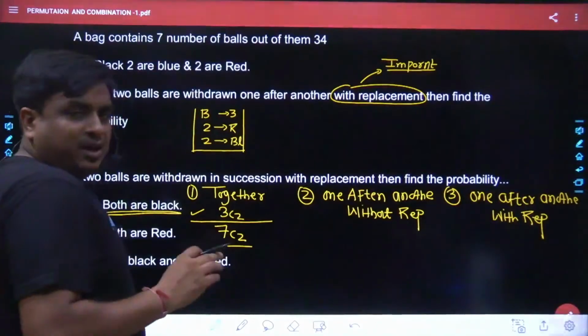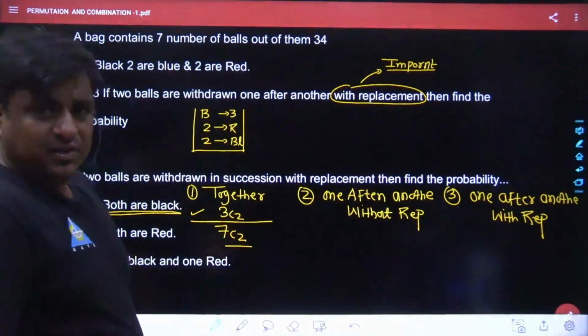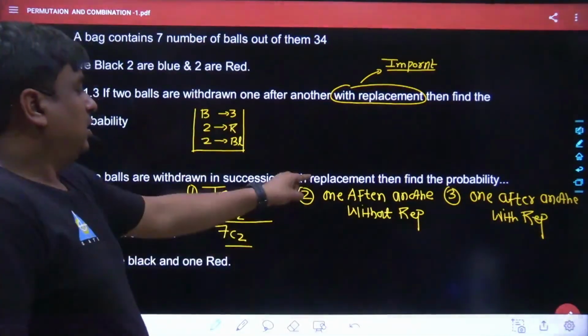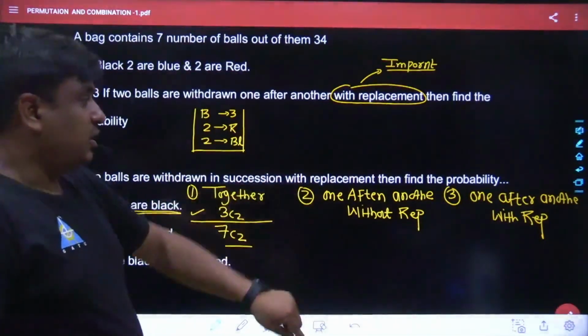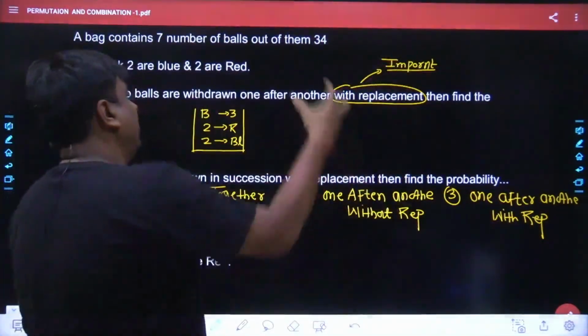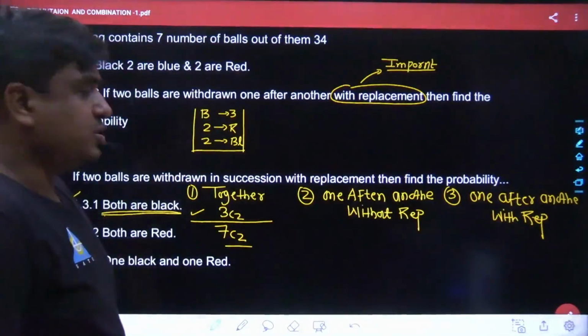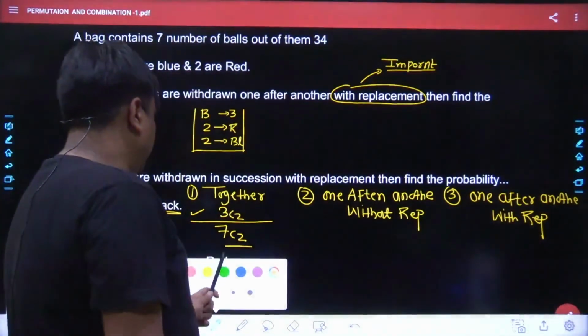Again, the two balls are being retrieved, but the way the balls are being retrieved had changed its pattern. The balls are being selected one after another, and that too without replacement. Whatever the ball is being taken out, it had been discarded, and then again I had put my hand inside and I had taken one ball again out. May I know what would be the probability over here?